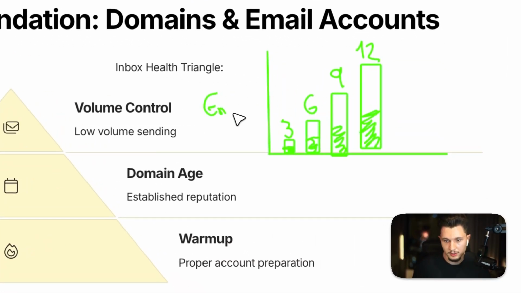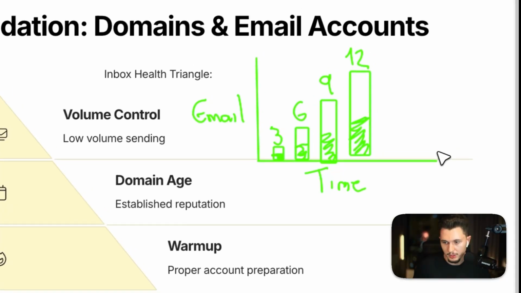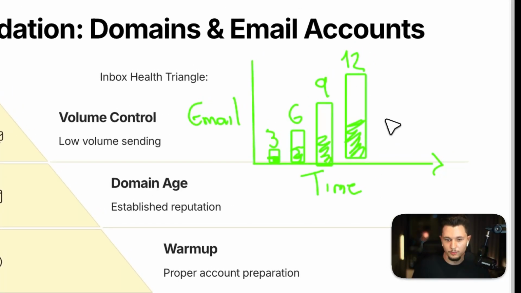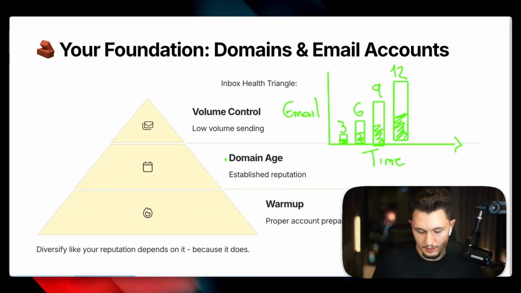So these here are emails. This here is time. So emails over time. Now, the secret is we want to send a very low amount of volume per day just so we don't get flagged too much as a cold email sender.